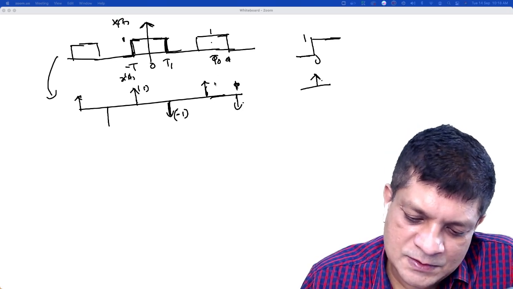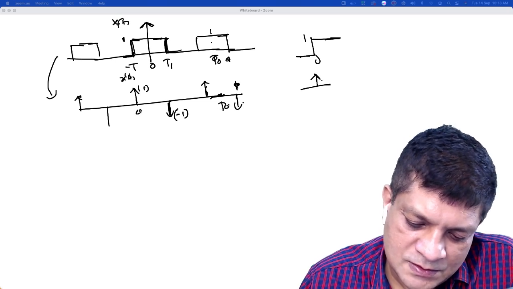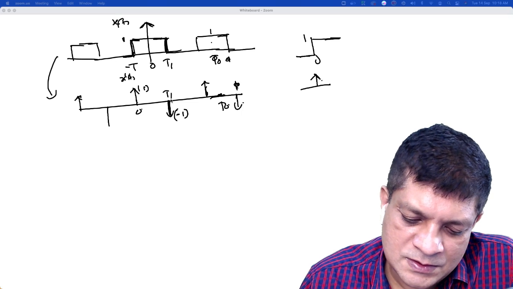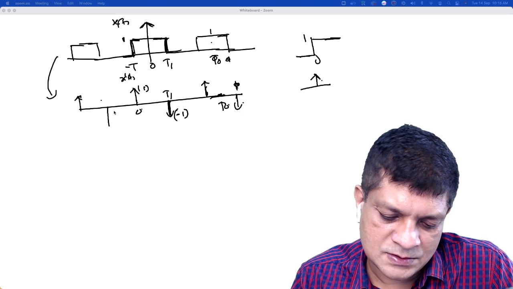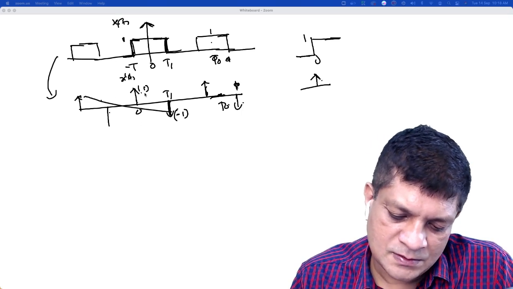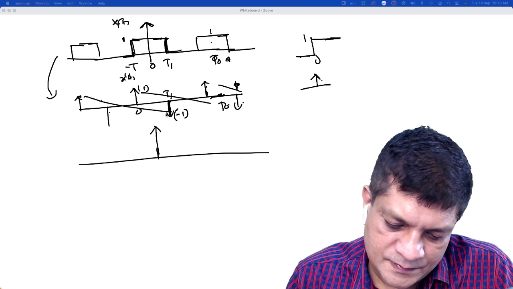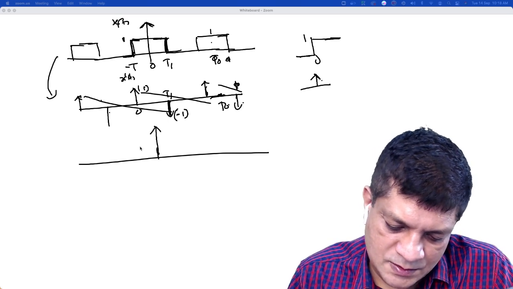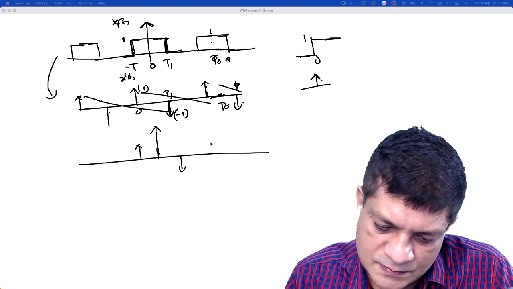Where is T naught? Sorry, this is T naught, right? T naught, 0, and this is T1. Oh, sorry, there is something wrong here. This is T1. Let me draw it here. There is an impulse here, then there is one here.